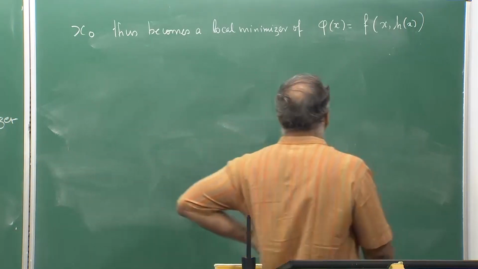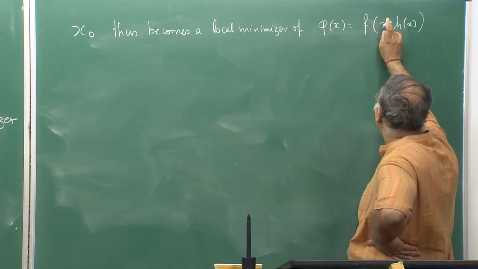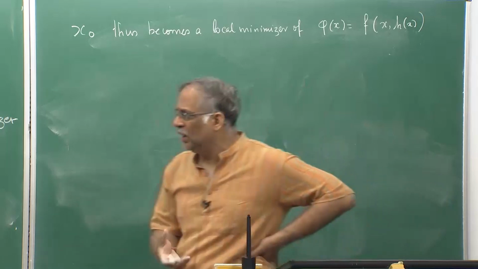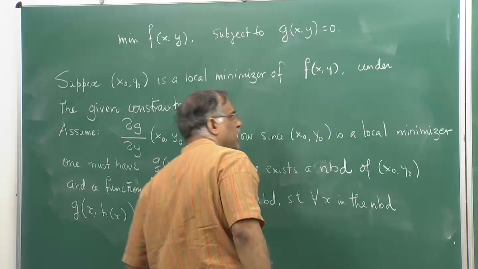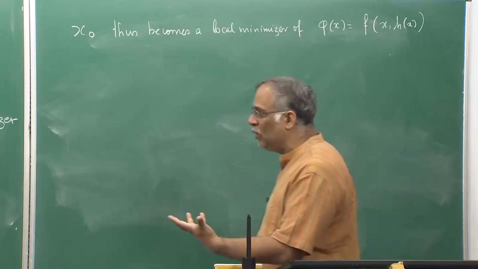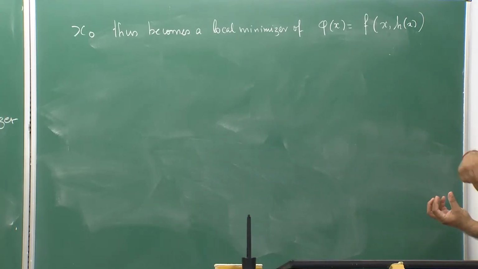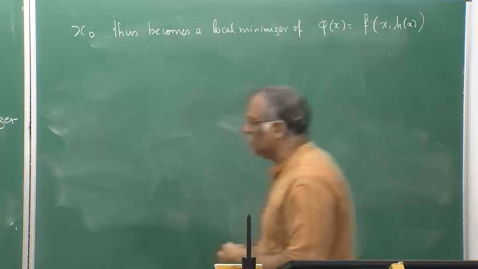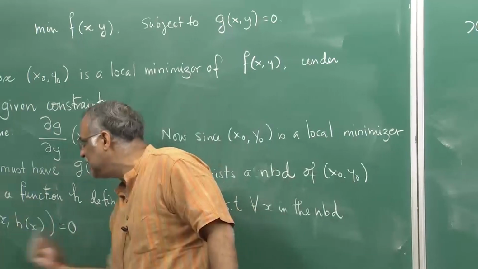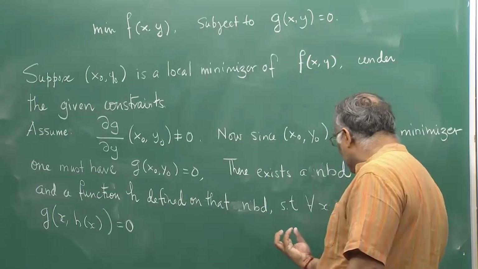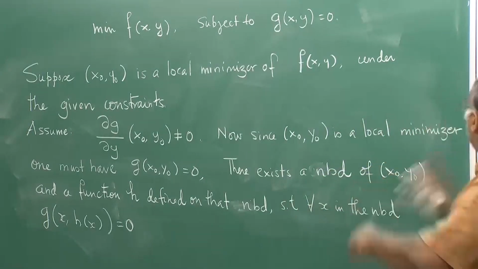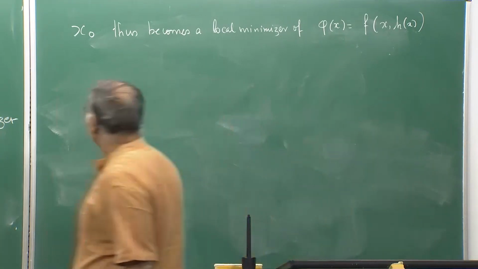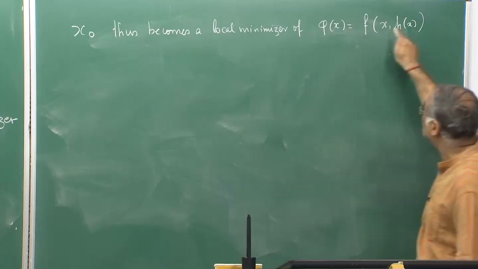If you take any other point x, y, it is of the form y equal to h of x in that neighborhood. So you have a neighborhood where this feasibility is satisfied, plus because x naught y naught is already a local minimum, there is already a neighborhood around x naught y naught such that f of x, y is always bigger. You can consider the neighborhood to be contained inside the neighborhood where the local minimizer property holds. So what happens is that x naught becomes a local minimizer of this.